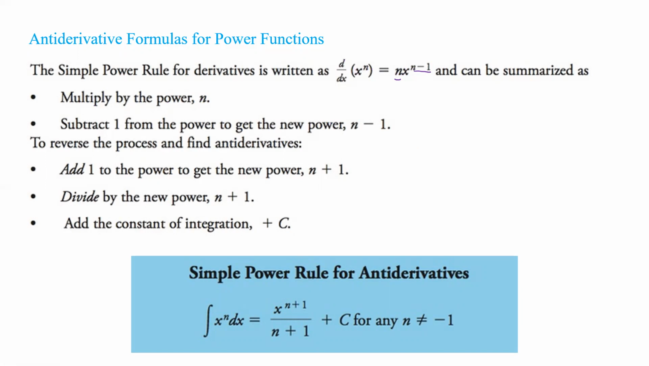Now, we reverse that to find antiderivatives. So what we're going to do is add 1 to the power to get the new power, which is now n plus 1. And we're going to divide by that new power of n plus 1. And then we're going to add the constant of integration, which is plus c. So the simple power rule for antiderivatives: take the integral of x to the n dx, and we're going to get x to the n plus 1 over n plus 1 plus c. Now notice n cannot equal -1. That's going to be the whole key. If n is -1, we're actually going to get a different kind of value. We're going to get things with ln's and stuff. So we won't worry about the -1 yet. That'll come in a little bit.